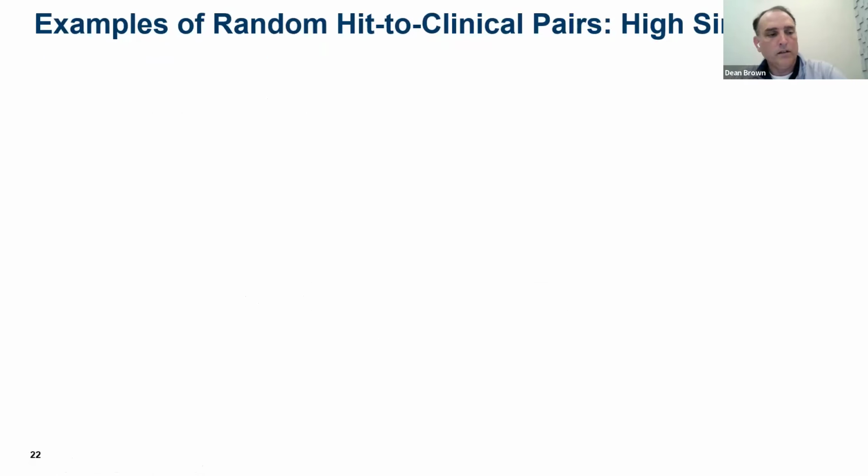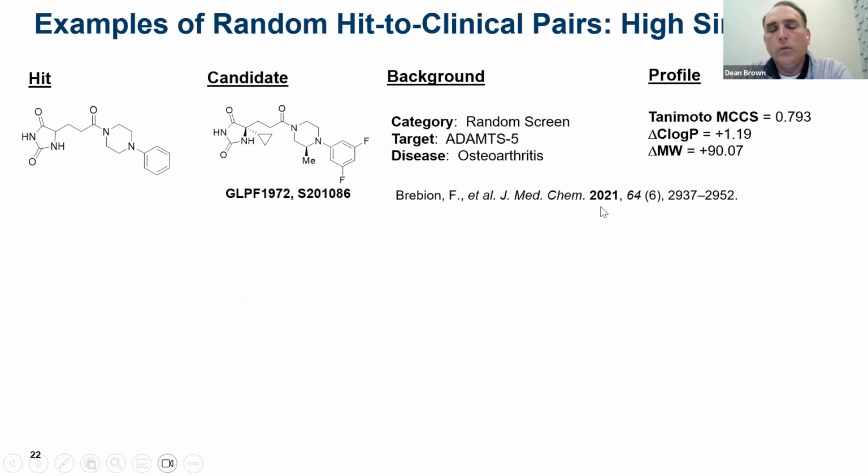So I'm going to speed it up just a little bit, but show you some examples of what we mean by ones that have high similarity based on the Tanimoto distance. These are all random screening examples. I didn't think it was fair necessarily to do this on the known examples. So here's an example from Galapagos, this ADAMTS5 inhibitor. As you can see, the clinical candidate is a spirocycle incorporation at the alpha position and a methylation and 2 fluorines. That may seem trivial.